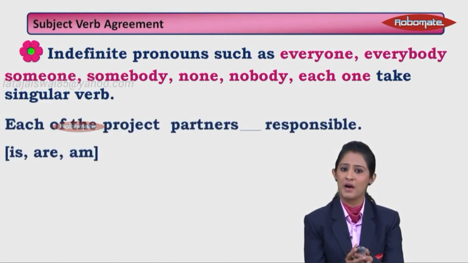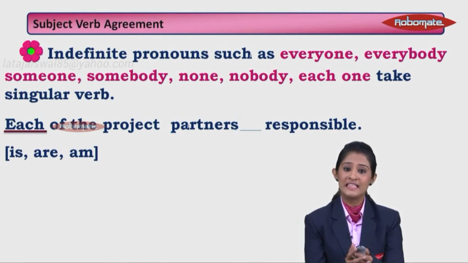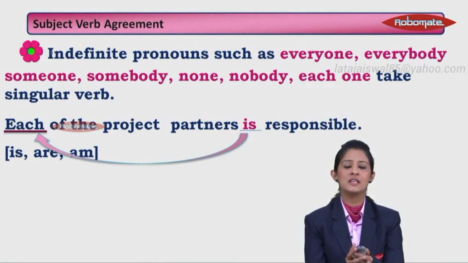Each of the project partners dash responsible. You have the options is, are, am. Which is the perfect one? The word partners is not our subject. The word each is our subject, and hence we take the word is. Because each is responsible is what we have to understand. The sentence is: each of the project partners is responsible.